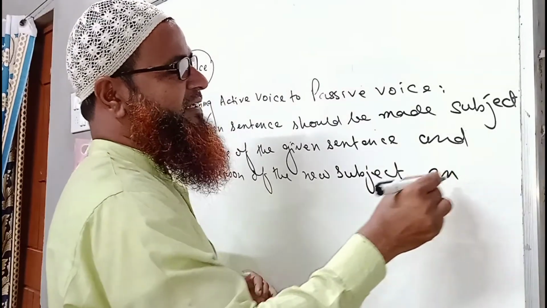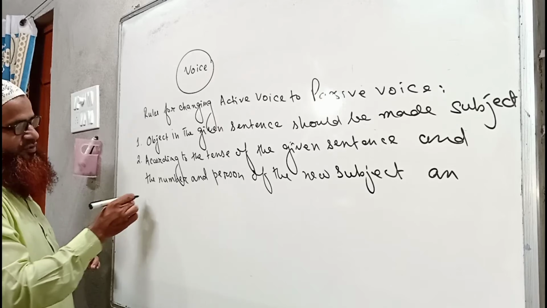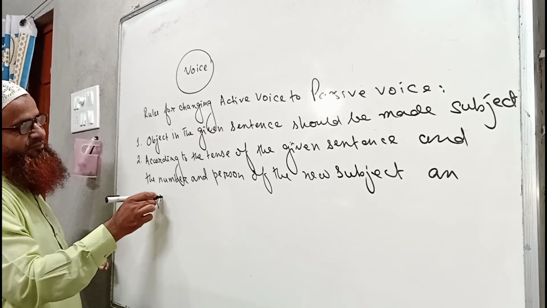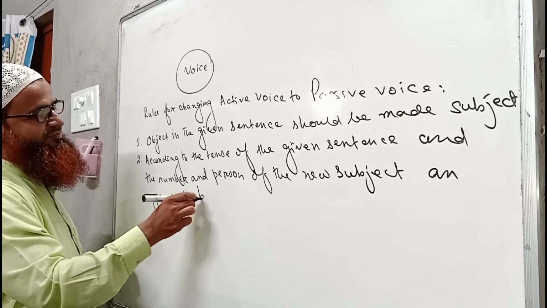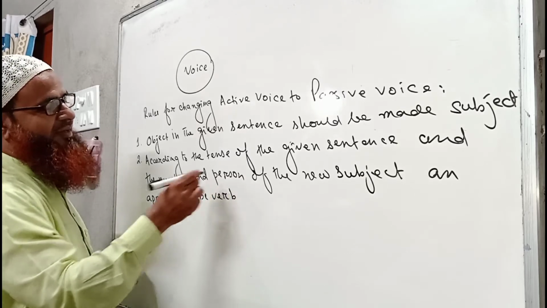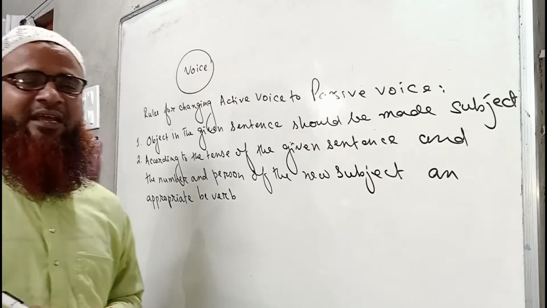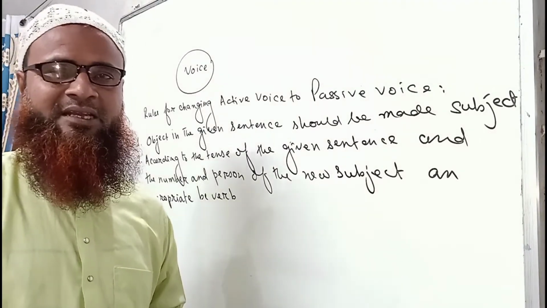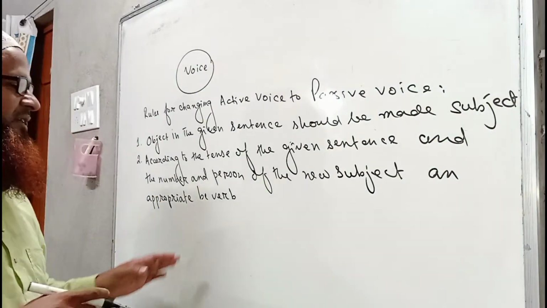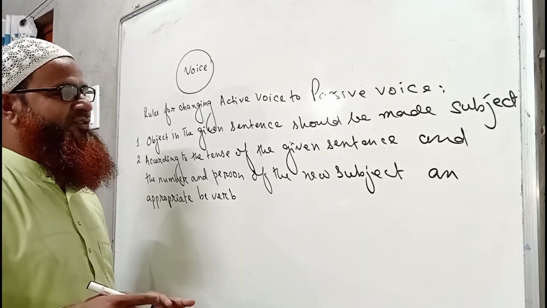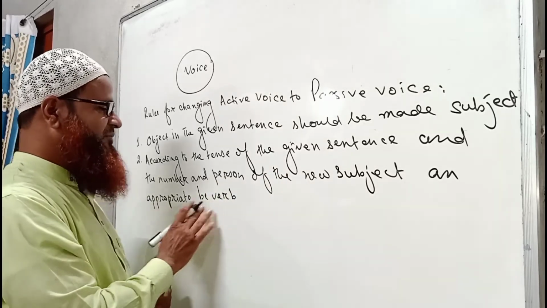an appropriate verb is used. We know the verb am is a was here, and if the sentence has a have verb, then we have to use have as have. Okay, a verb must be used. Of the new subject, an appropriate verb should be used.